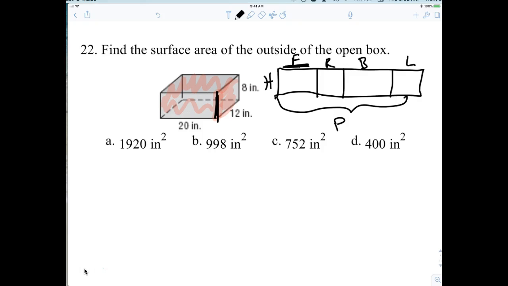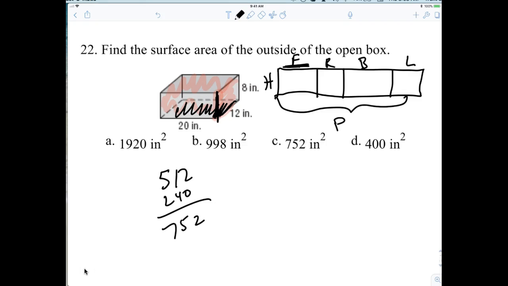Can you do that problem? Yeah, we just did it. What did we say? The perimeter times height. Circumference is like the 512. Now it says find the surface area of the outside of the open box. So I would double check to see if they mean just one base or two bases. So what's 20 times 12? 240. And then that would be 752.